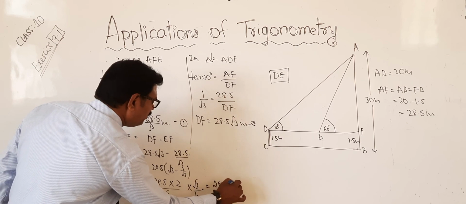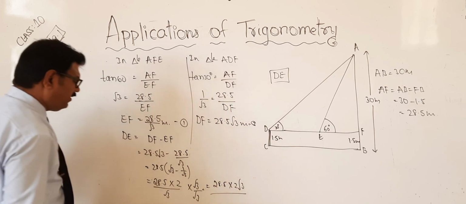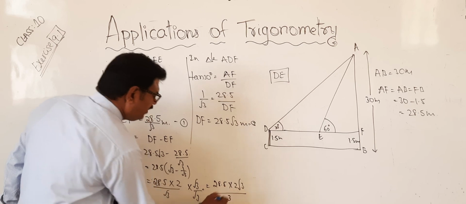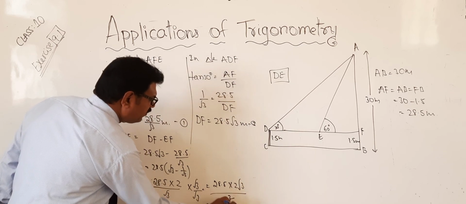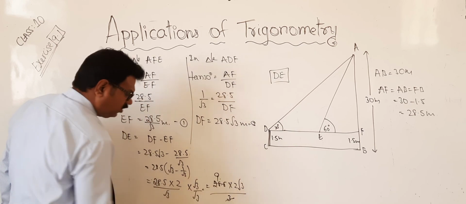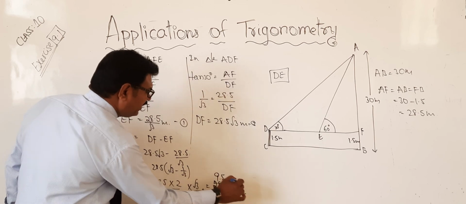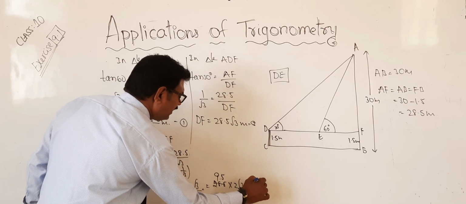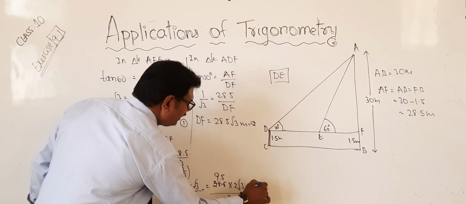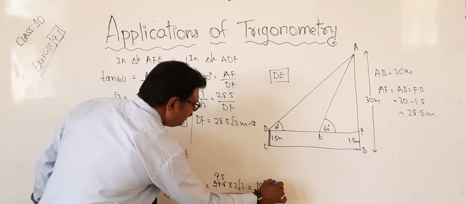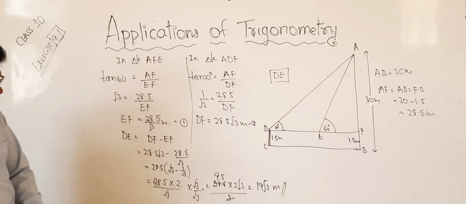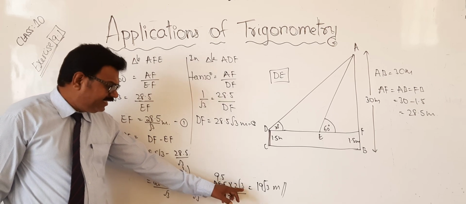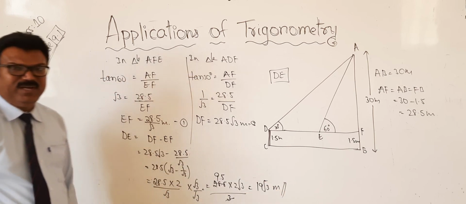28.5 into 2√3 divided by √3 into √3, which is nothing but 3 only. You can do it: 3 times 1 is 3, 3 times 9 is 27, 15, 3 times 5 is 15. Therefore, it is nothing but 19√3 meters. Okay? Here it is very simple. 9.5 into 2 is 19. So 19 into √3 is 19√3 meters.